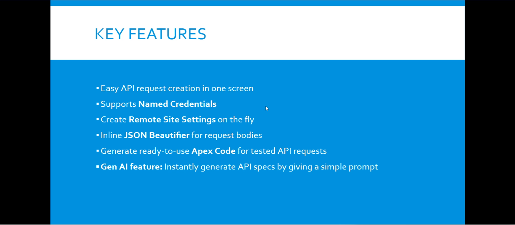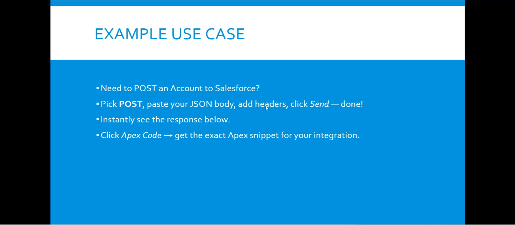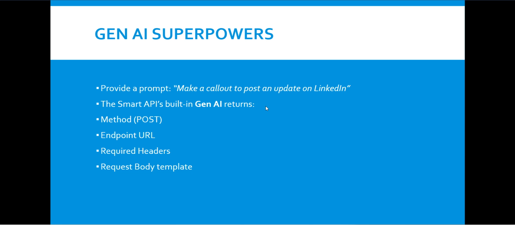So what are the key features? We can easily create an API request in one screen, supports named credentials, create remote site settings on the fly, inline JSON beautifier for request bodies, generate ready to use Apex code, and it will also have a GenAI feature as well. So this is one of the example use cases which I'm going to cover in the demo.